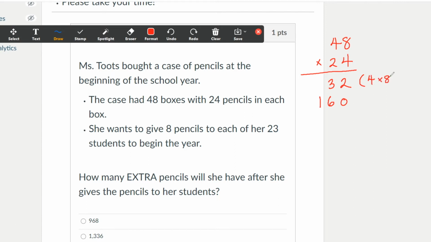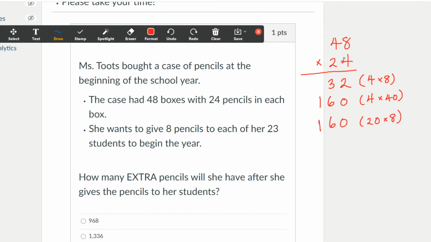This was 4 times 8. This is 4 times 40. Next, we have this 2 times this 8. Well, this is really a 20, so this is 20 times 8. And that's going to be another 160. And I'm going to write that over here so you can see it.